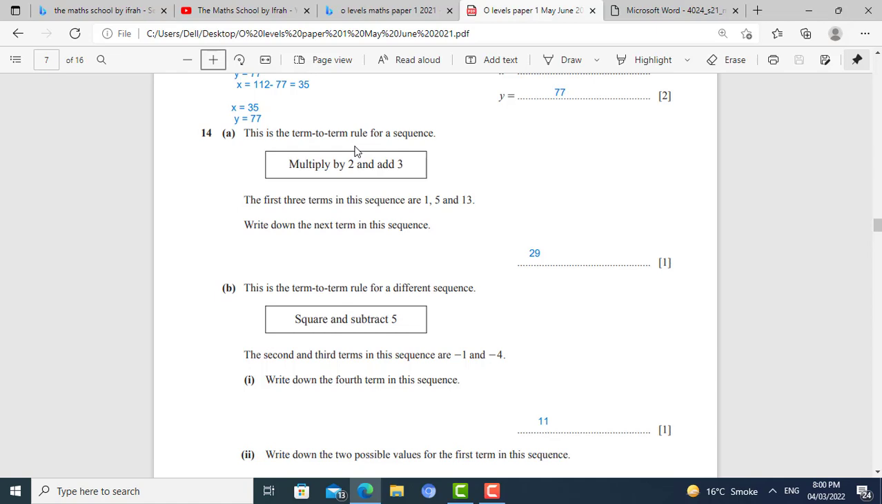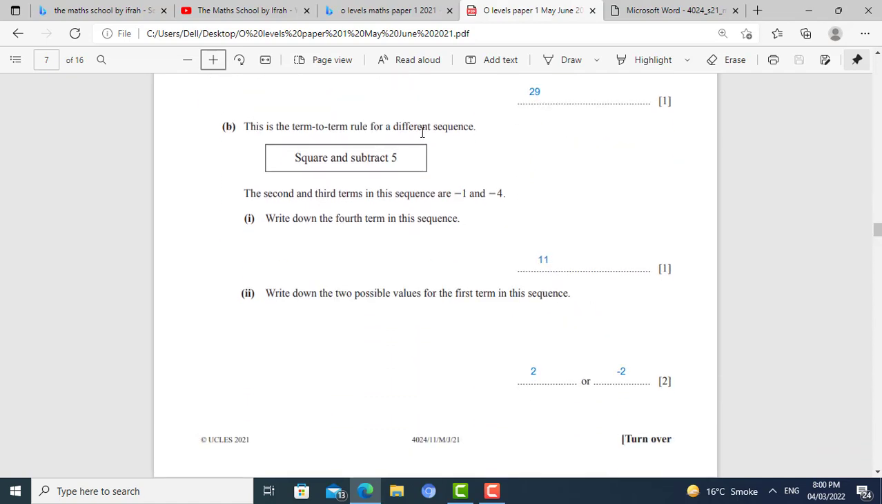Okay, this is a term-to-term rule for a sequence: multiply by 2 and add 3. The first 3 terms in the sequence are 1, 5 and 13. Write down the next term in the sequence. We will multiply 13 by 2, we get 26, and we add 3, so we get 29. So 29 is our answer.